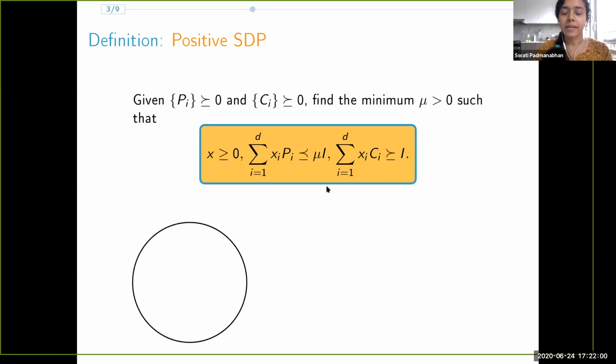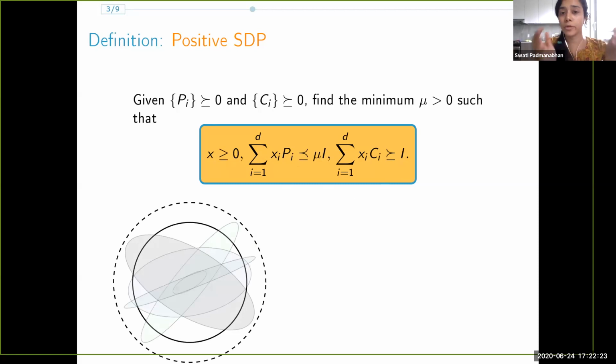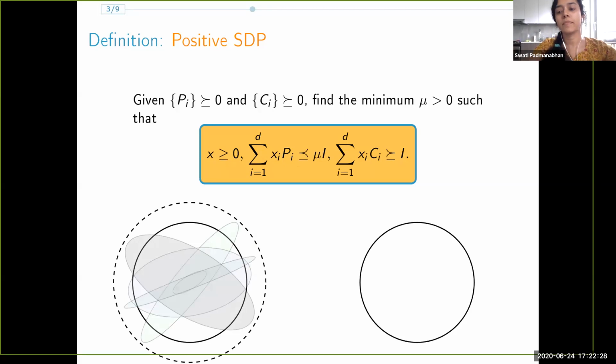These inequalities are in the PSD sense, and you can view these two constraints geometrically. If you think of the identity matrix as a sphere, and recall that any PSD matrix can be associated with an ellipsoid, then the first constraint asks for the scaling factors xi's such that the scaled sum of these Pi's can be packed into a mu scaled sphere. Similarly, the second constraint asks for the same scaled Ci's to cover this unit sphere. So these are the packing and the covering SDP constraints.